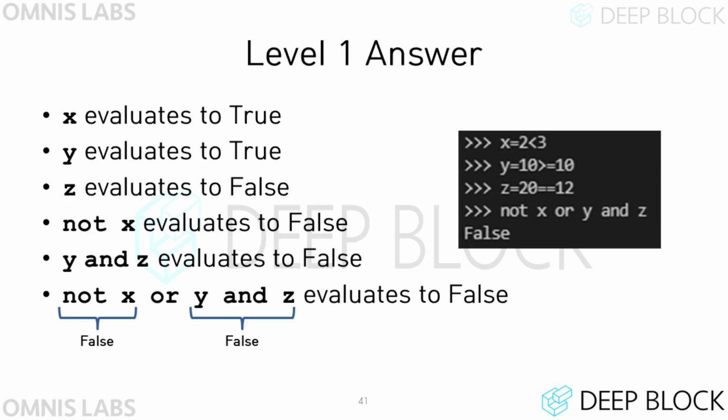Let's solve the first exercise. First, x becomes true. y will also be true. z will be false. The last code is not x or y and z. So first, not x is evaluated, then and is evaluated, and finally or is evaluated. Not x is false. y and z is false. So not x or y and z is equivalent to (not x) or (y and z). When this expression is evaluated, it becomes false or false. Finally, the expression evaluates to false.